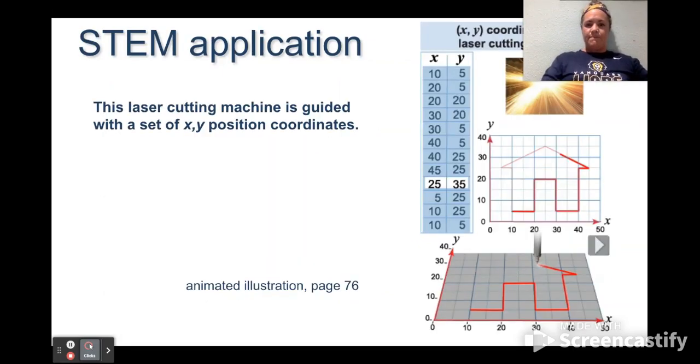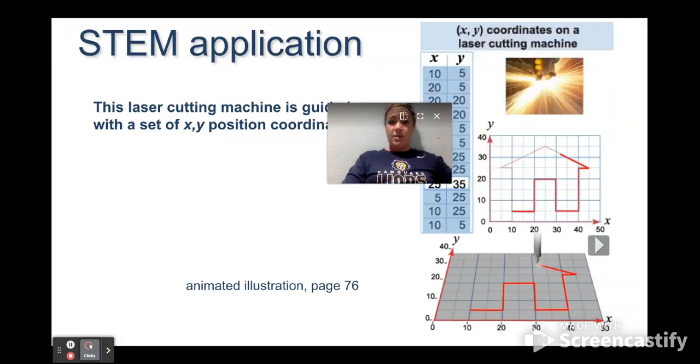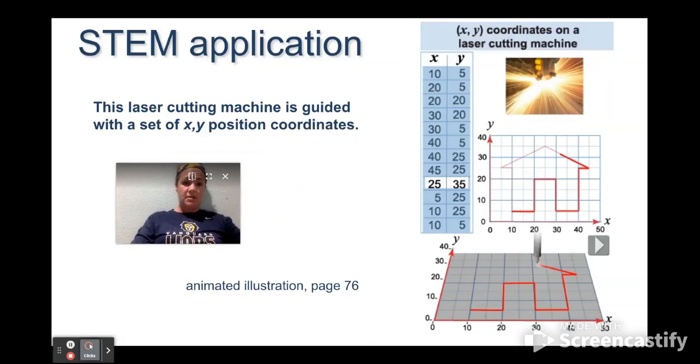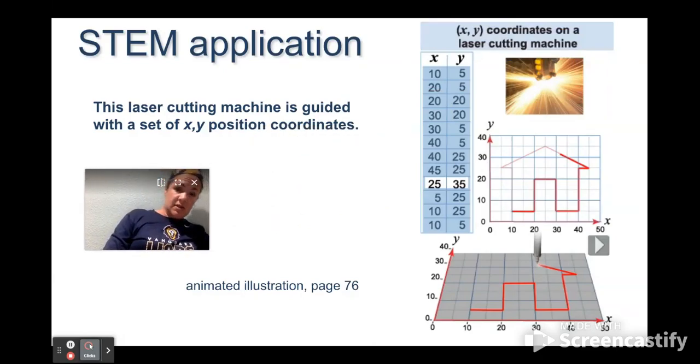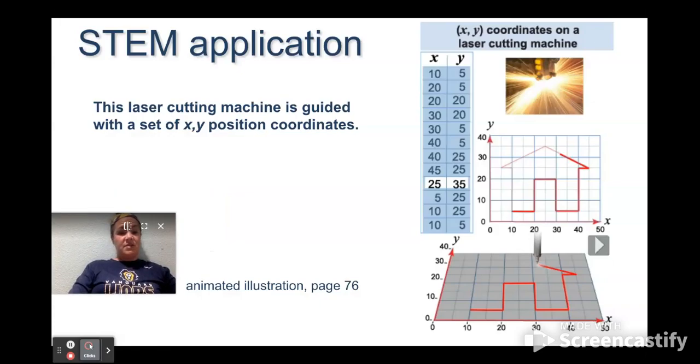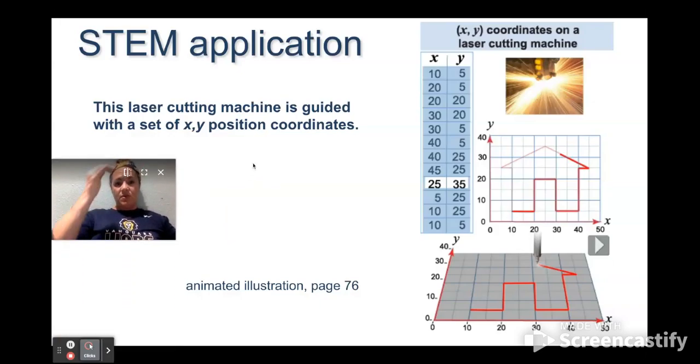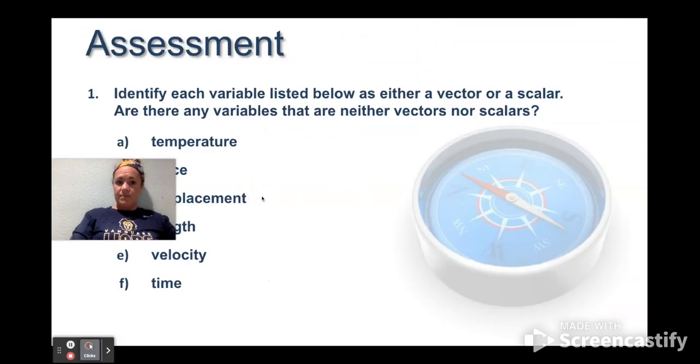All right. Here's just an interesting thing. This laser cutting machine, and maybe you've dealt with three-dimensional printing, like 3D plastic printing, uses coordinate planes as well. But this laser cutting machine is guided with a set of XY position coordinates that tells exactly where to cut. That is the program.